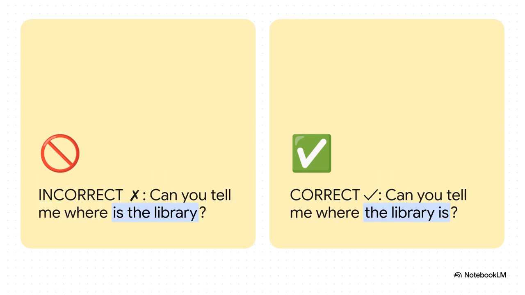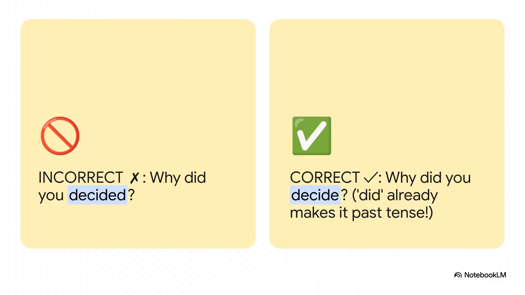And here's that indirect question trap again. Just remember, after the opening phrase, the word order goes back to a normal statement. So instead of where is the library, the correct order is where the library is. Oh, this is another classic. The auxiliary verb did already carries the past tense. It's done the work for you. So the main verb that follows has to be in its simple base form. Not decided, just decide. Why did you decide?